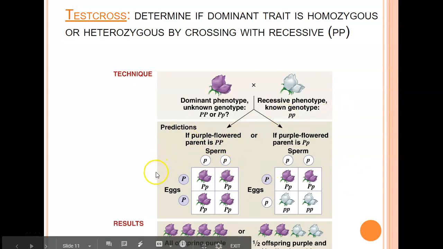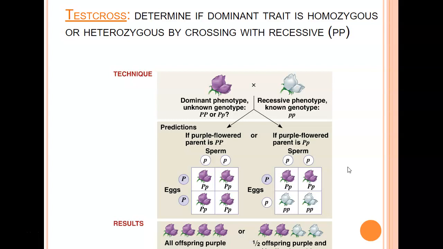Well, on the left here, if the purple flower is homozygous dominant, then you would expect to see 100% of all of the offspring are going to be purple. But if the parent is heterozygous, well, then you'd expect to see about 50-50. Half of them are purple or half of them are white. So after this cross, basically, if you see white flowers, you know the parent had to be heterozygous. And if you don't see any white flowers, well, that indicates that the parent is homozygous dominant.